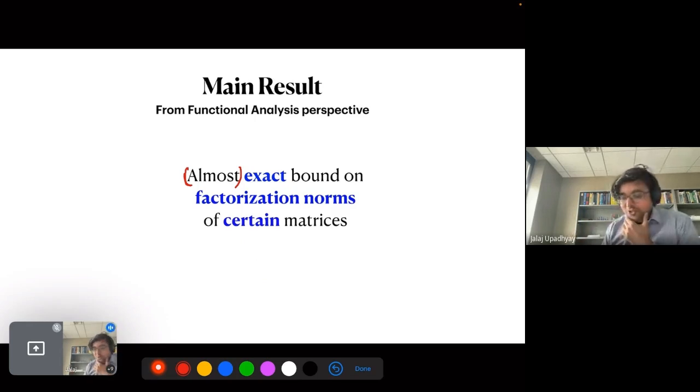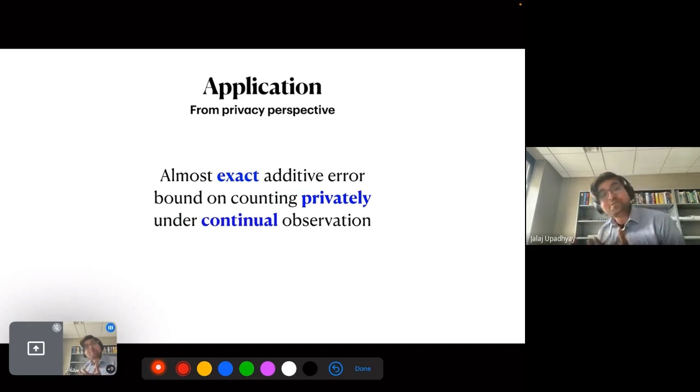But probably for the audience here, the more important perspective is the privacy perspective. The norms that we will be looking at in this talk have a direct application in privacy. They characterize the mean squared error or absolute additive error for linear queries. So they're important for that. And we will see their application, how they can be used in continual observation as well, as some of your colleagues have already pointed out in some of their papers.